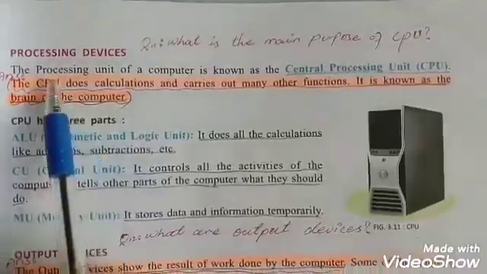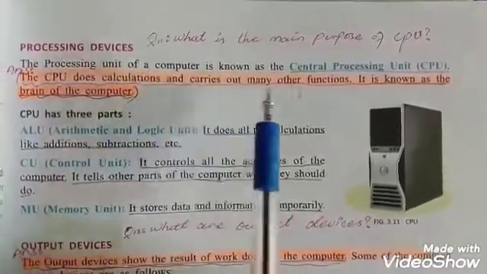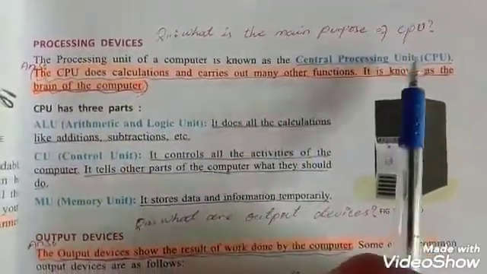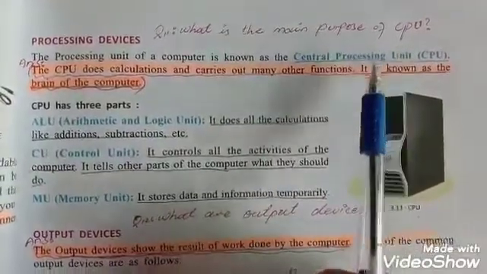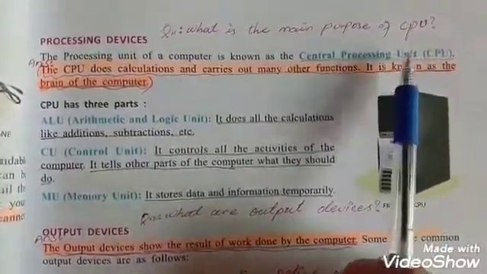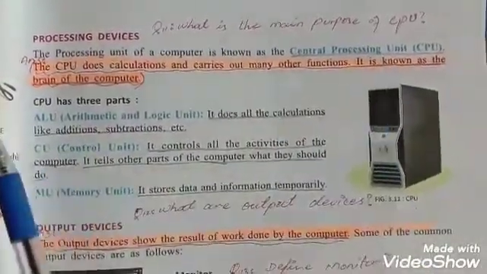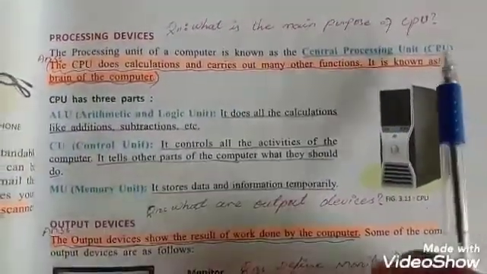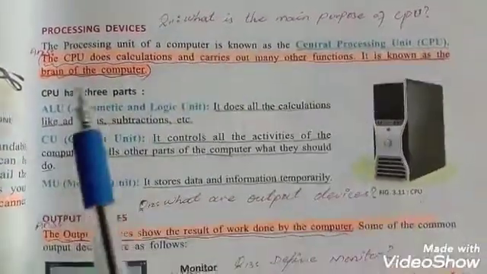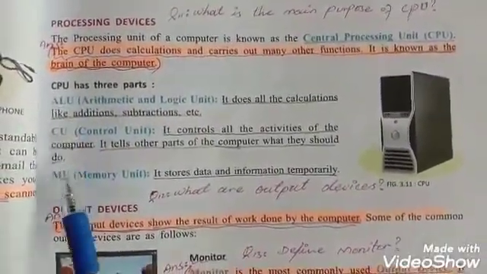Next topic is processing devices. Processing devices are the devices which we use to process data in our computer system, and the CPU is known as the processing unit of the computer. By using the CPU, we can perform calculations and different functions on the computer. CPU is also known as the brain of the computer. CPU has 3 parts: ALU, CU, MU.